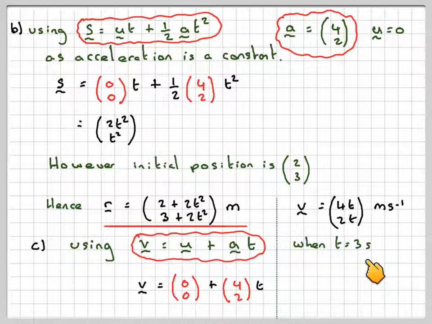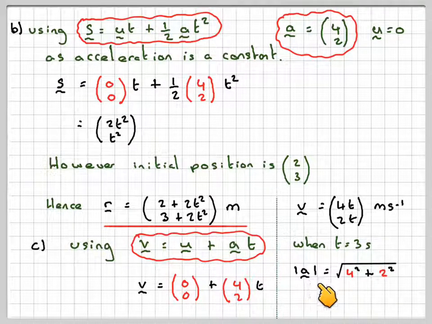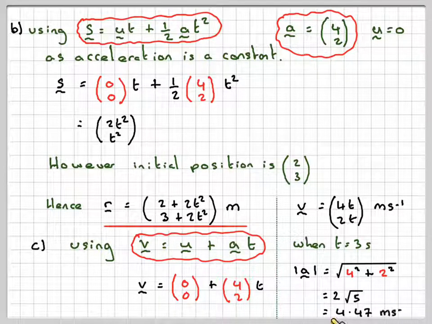So when t is equal to 3 seconds, the acceleration is just always 4, 2. It doesn't matter what t is. So the modulus of the acceleration will be the square root of 4 squared plus 2 squared, which is the square root of 20, 2 root 5, which gives me an answer of 4.47 meters per second squared.